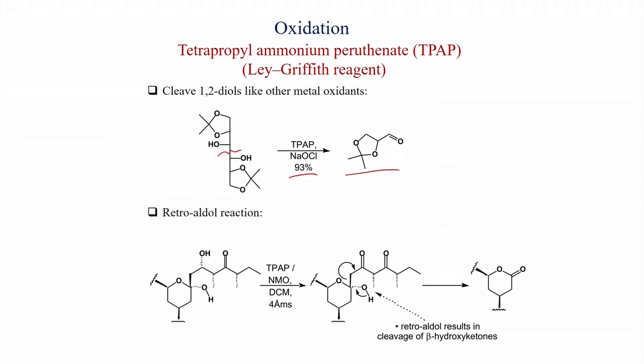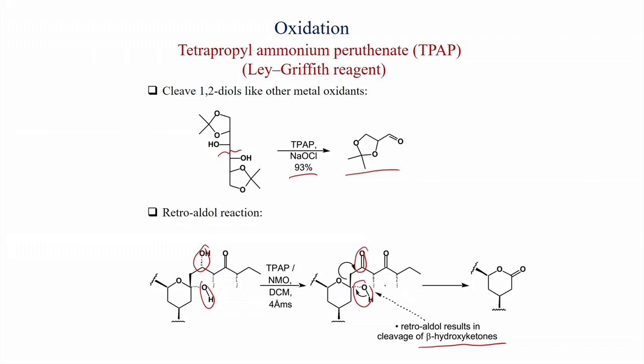Also, a retro-aldol reaction is possible. Here you can see there is a tertiary alcohol present and this is a secondary alcohol. With TPAP NMO, the secondary alcohol gets oxidized. Now, this is a beta hydroxy ketone. This is the hydroxy, this is the ketone. So, this is the aldol product.